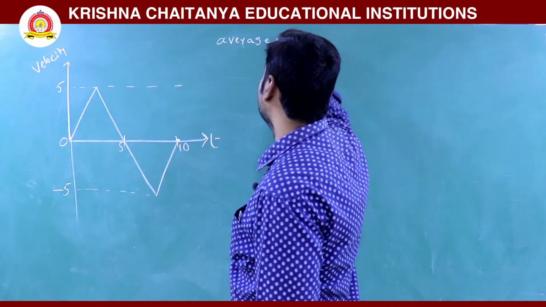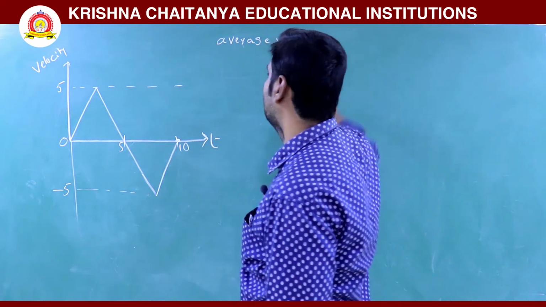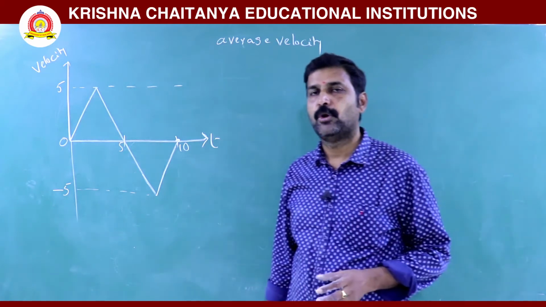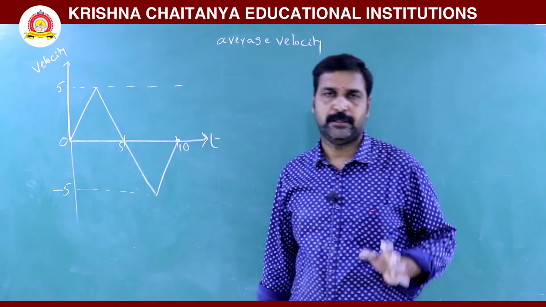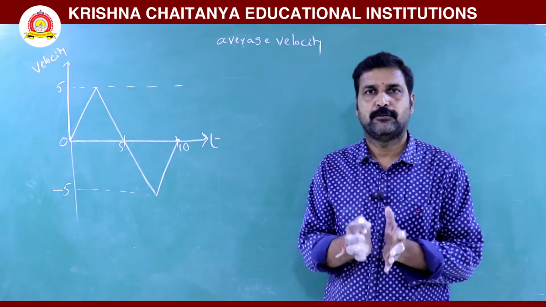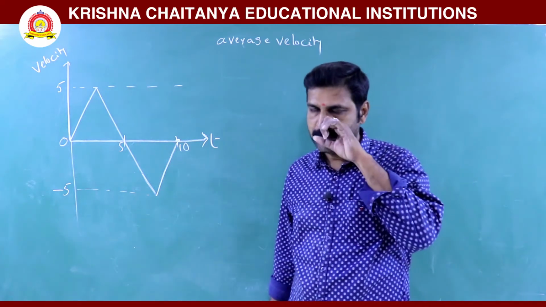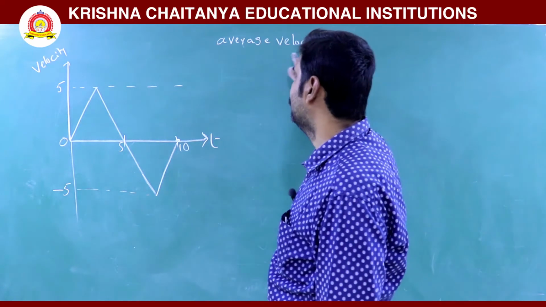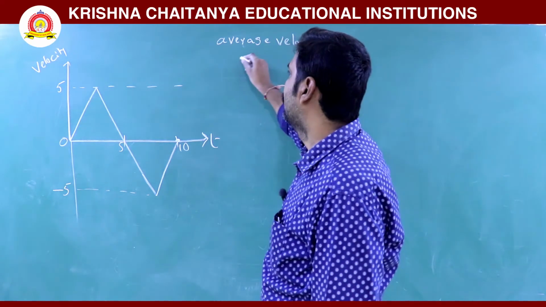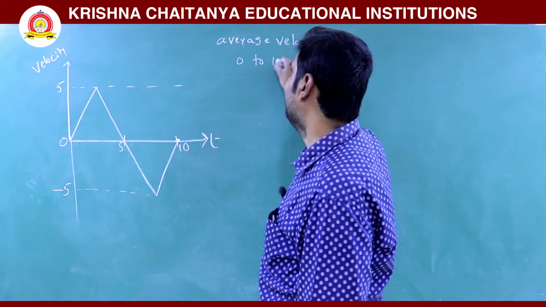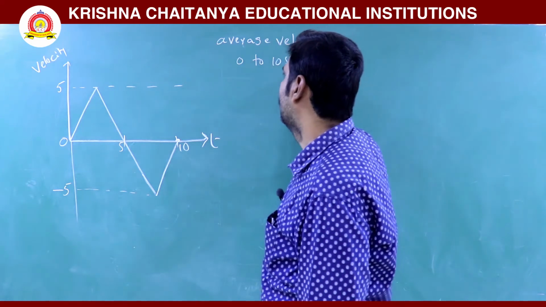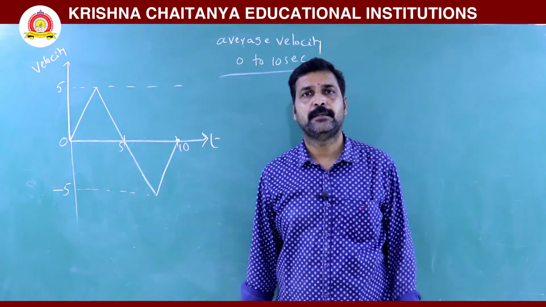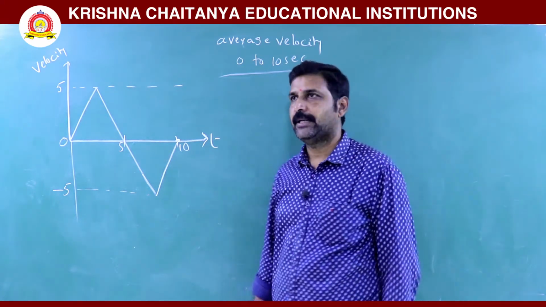When average velocity is asked, that average velocity should be found only during a certain time interval. When you are finding average velocities, the time interval should be mentioned. Here also it was mentioned: average velocity from 0 to 10 seconds. Then how to find average velocity? What is the expression for average velocity?